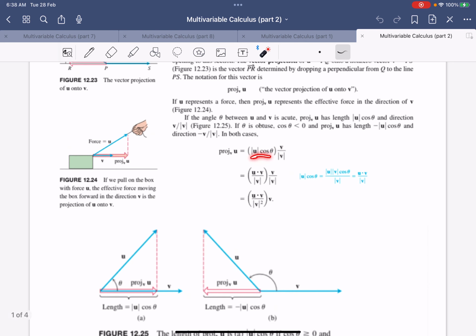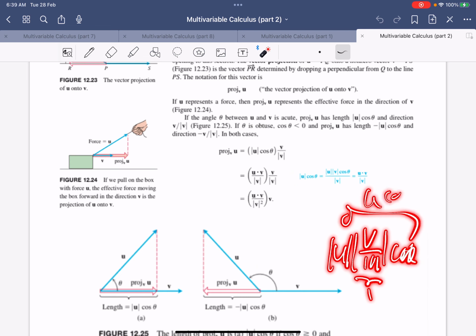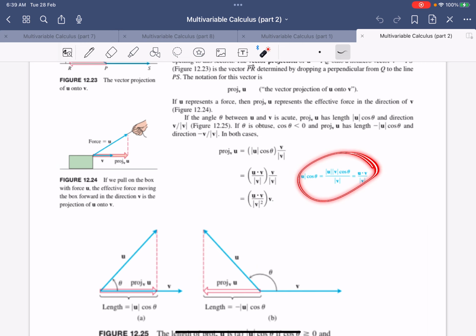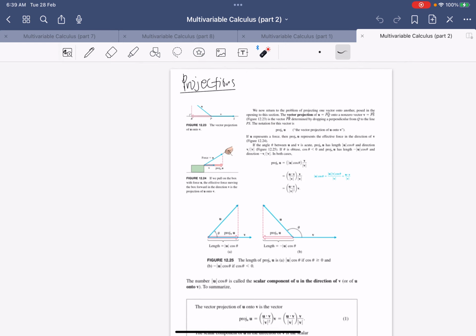And you realize that U cosine theta is actually U dot V over the length of V, because U dotted with the unit vector equals U times the length of the unit vector, which is 1, times cosine theta. So it simplifies to U cosine theta. And you can see it over here. So now it reduces to this: the projection vector is U dot V over the length of V squared, times V.